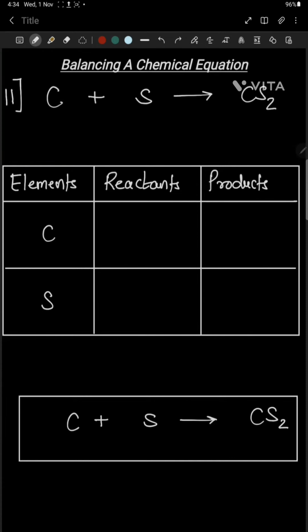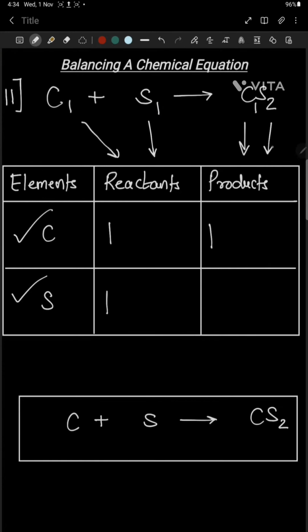So in the given reaction, the elements involved are carbon and sulfur. Let us take the number of carbon atoms present on the reactant side. When you see there is nothing, it means 1, so I'll write 1 there. Number of carbon atoms on the product side is nothing, means again 1, so I'll put 1 there. Similarly, the number of sulfur atoms on the left hand side is 1, so I'll put 1. But the number of sulfur atoms on the product side is 2, so here I will put 2.